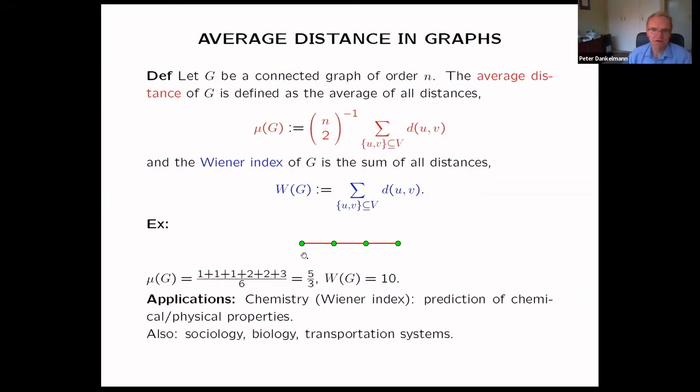And just to get the definition totally straight, here is a small graph. What's its average distance? Well, we find 3 pairs of vertices that are at distance 1: the first and the second vertex, second and third, and third and fourth. We also find 2 pairs of vertices at distance 2 and 1 pair at distance 3. If we add all of these, 1 plus 1 plus 1 plus 2 plus 2 plus 3, and divide by the number of pairs, which is 6 in this case, we get a value of 5/3. So that tells us that the average distance doesn't have to be an integer. It may well be, and often is, just a fraction.